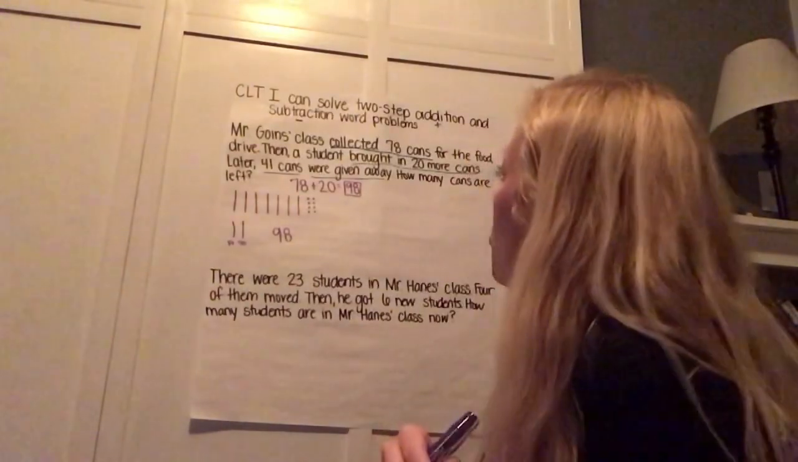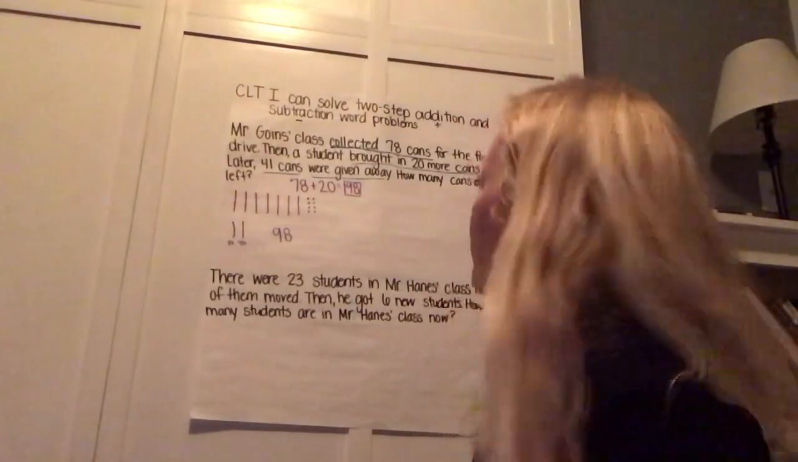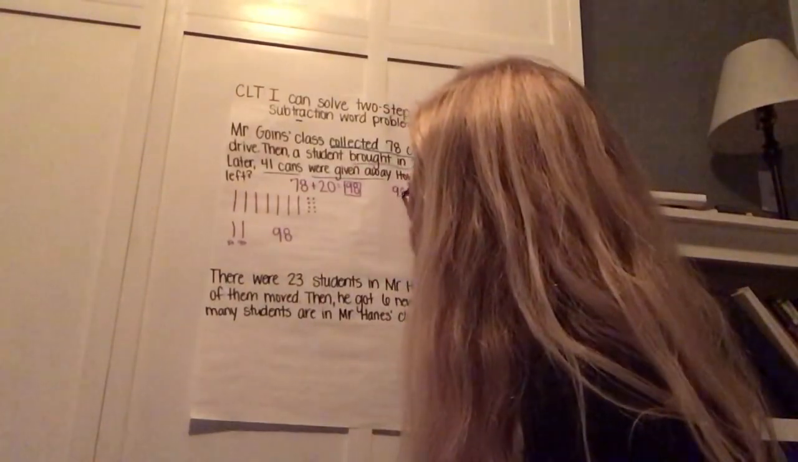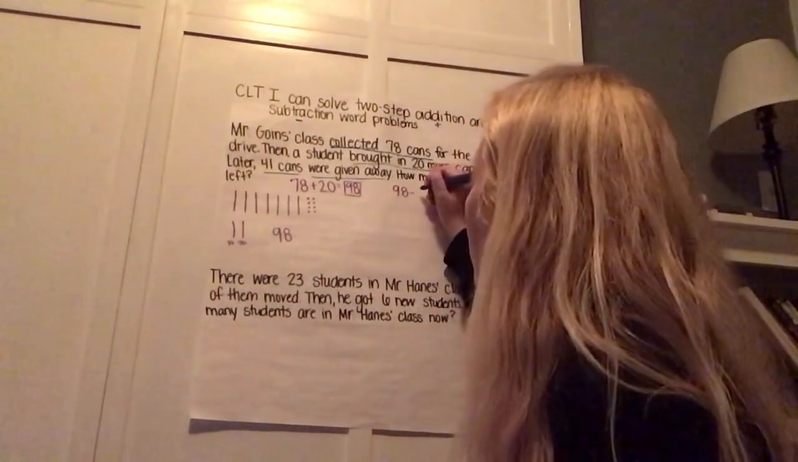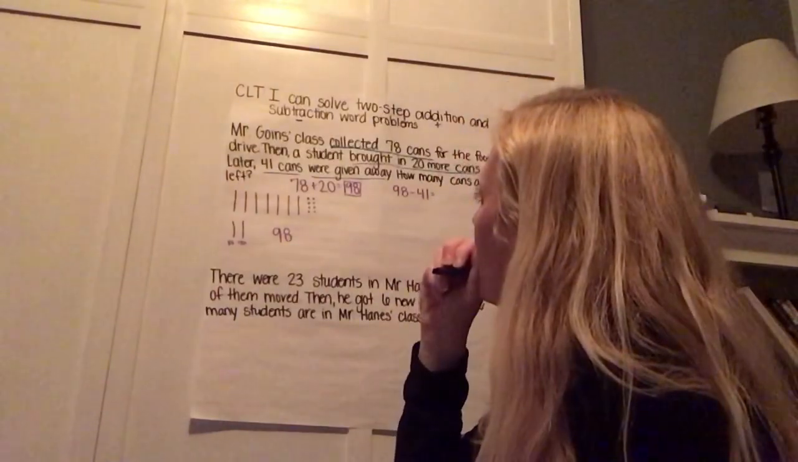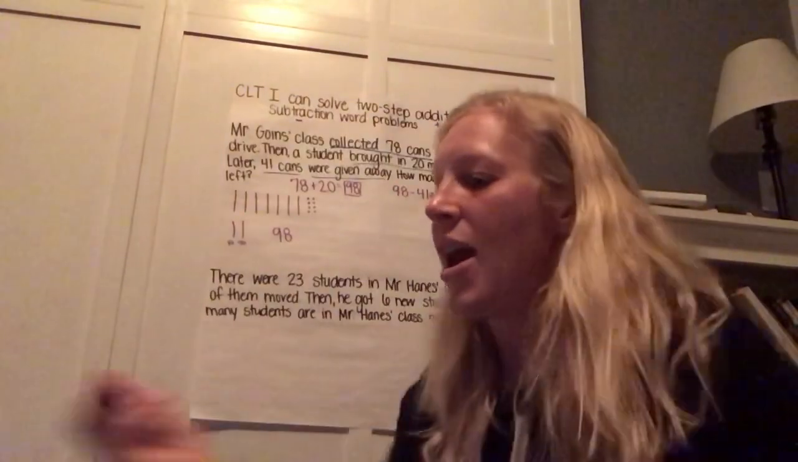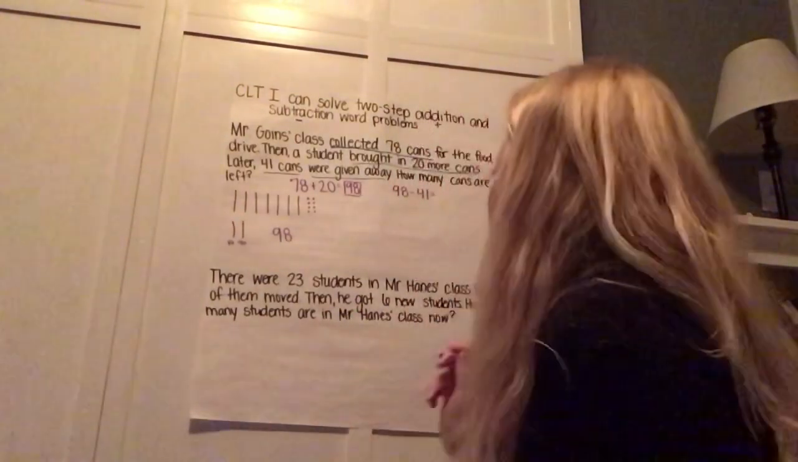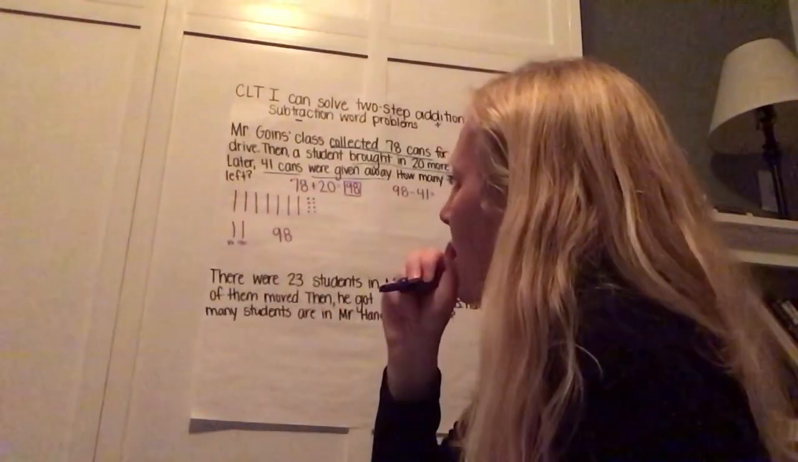Okay, and so what did you do next? What was that second step? All right, so you had your 98, and what did you take away? How did you know to take away 41? Because they were given away. So they had them in there. They had 98 and they gave away 41. And how did you use this to help you finish that up? Figure that out.